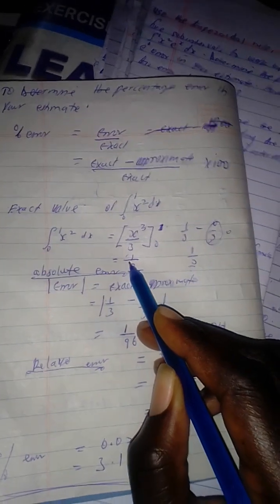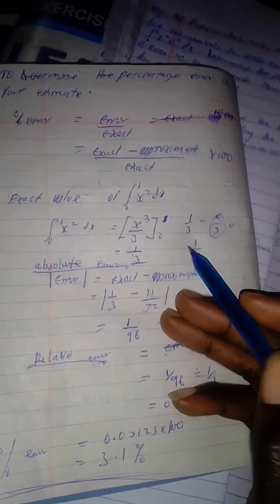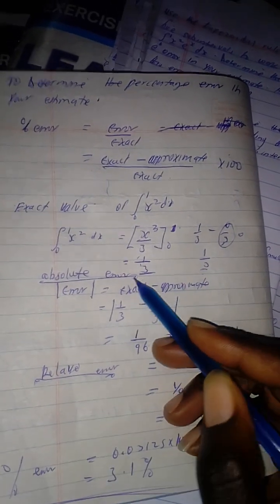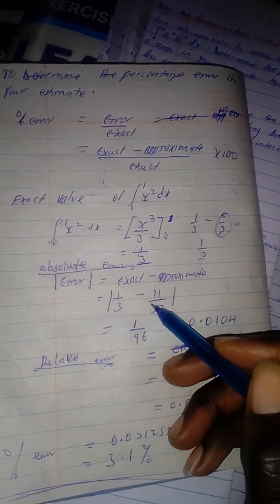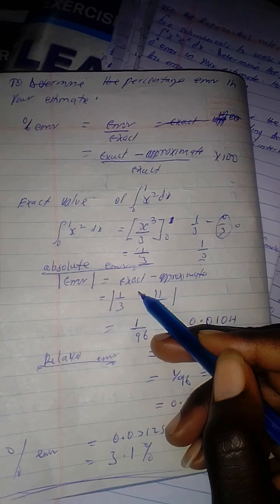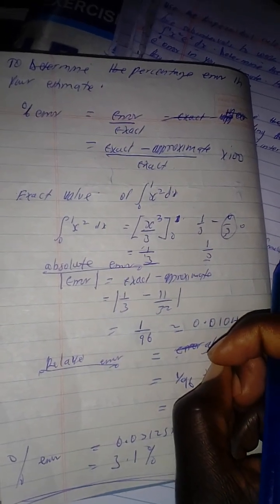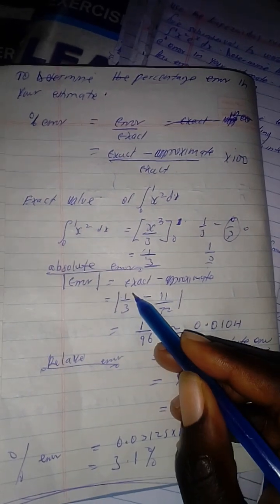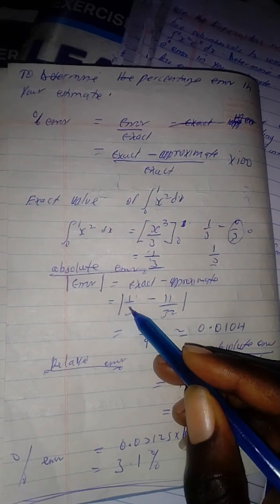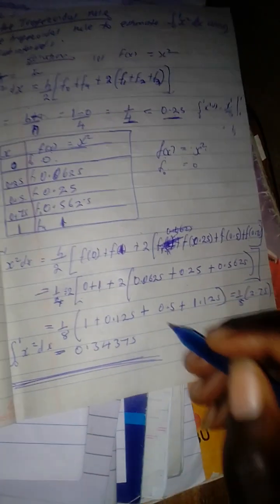Now we have to find the absolute error. Remember, the absolute error is the same as the error, but you take the magnitude, meaning if you get a negative, it changes to a positive. Now, there's no problem. Whereby the exact is 1 over 3 minus the approximate. Remember, for the approximate, we got it from here.